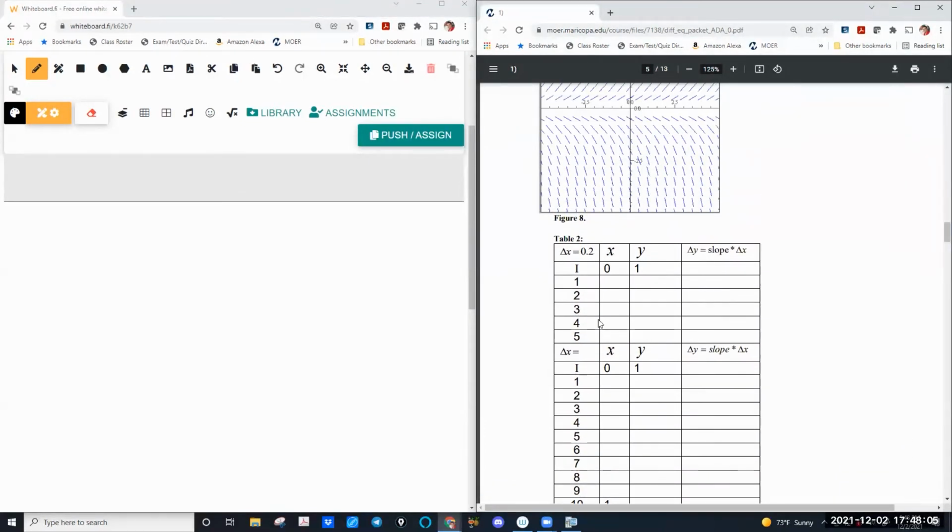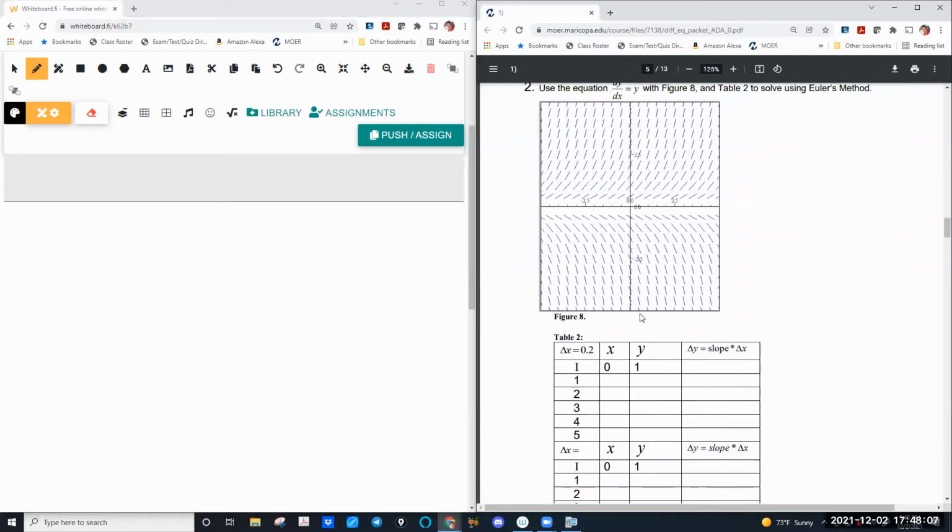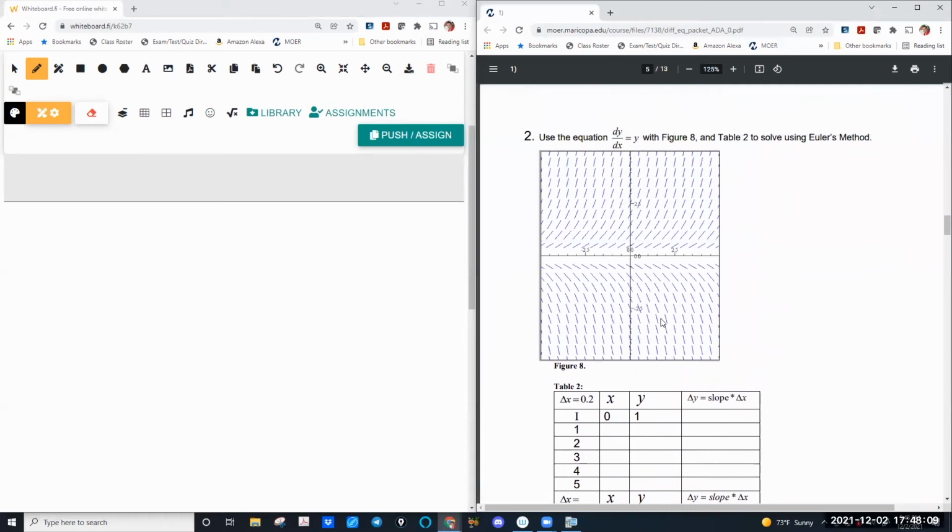No, actually, we'll do the first one. Okay. So here's how Euler's method works. Euler's method is a numerical solution to a differential equation. When is that going to be needed? Well, when you can't find the solution analytically.